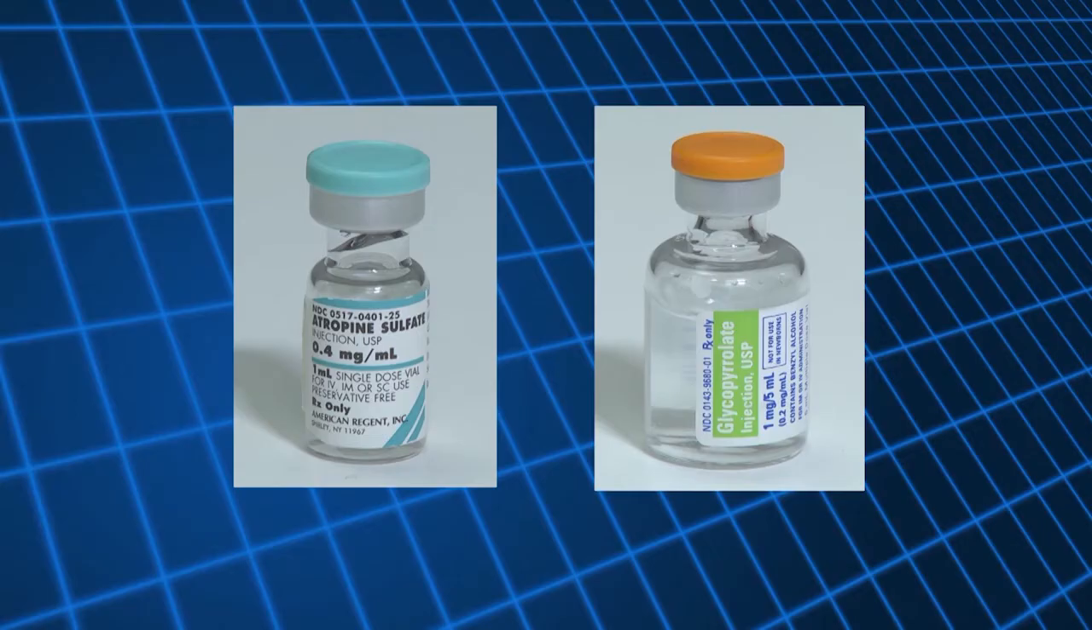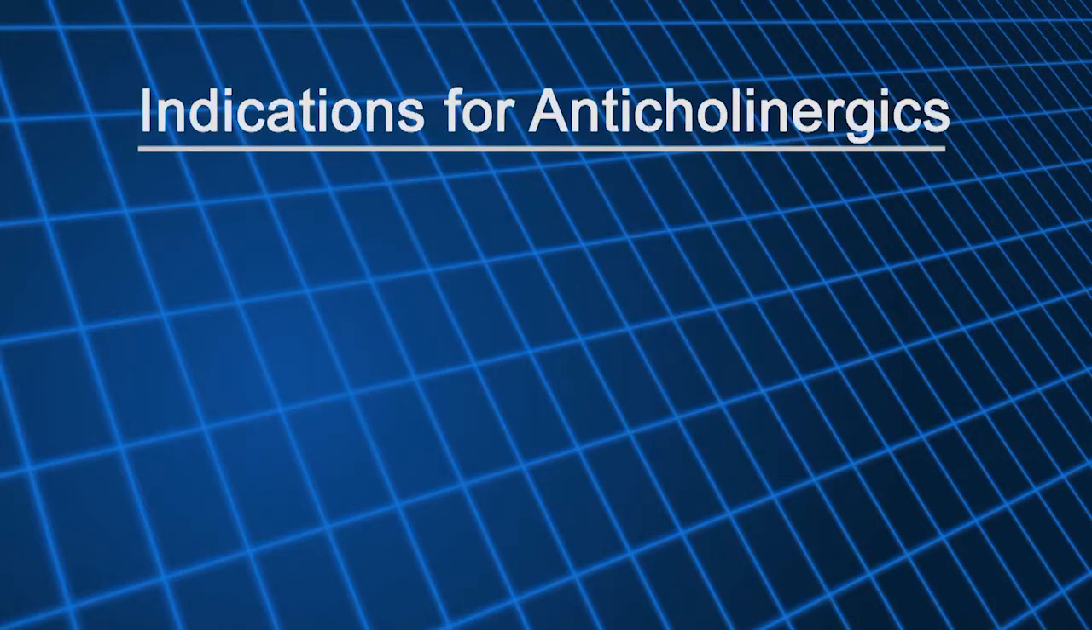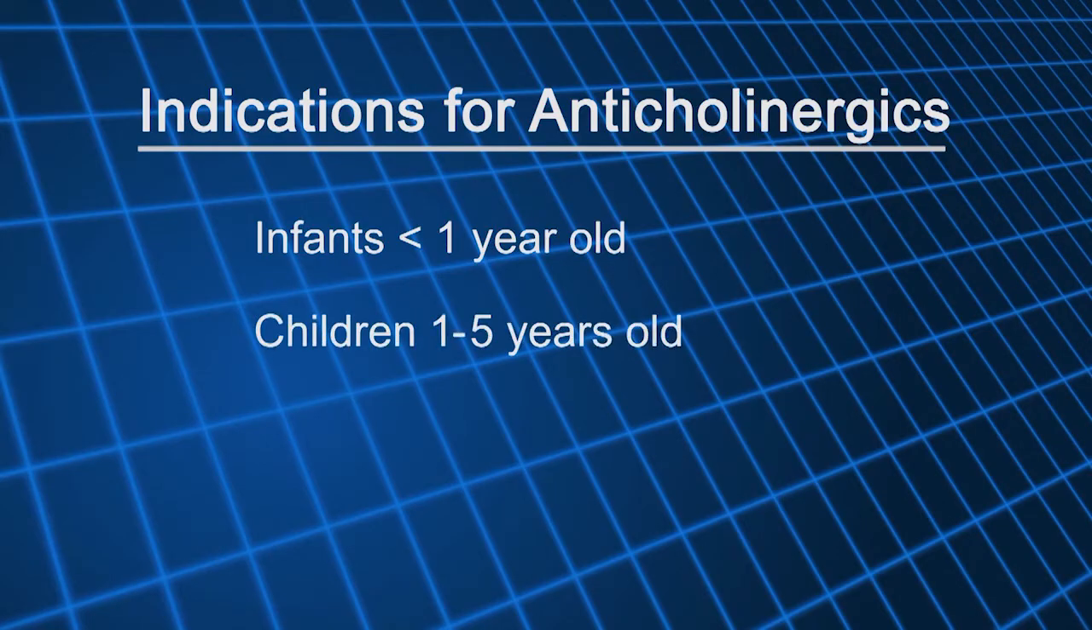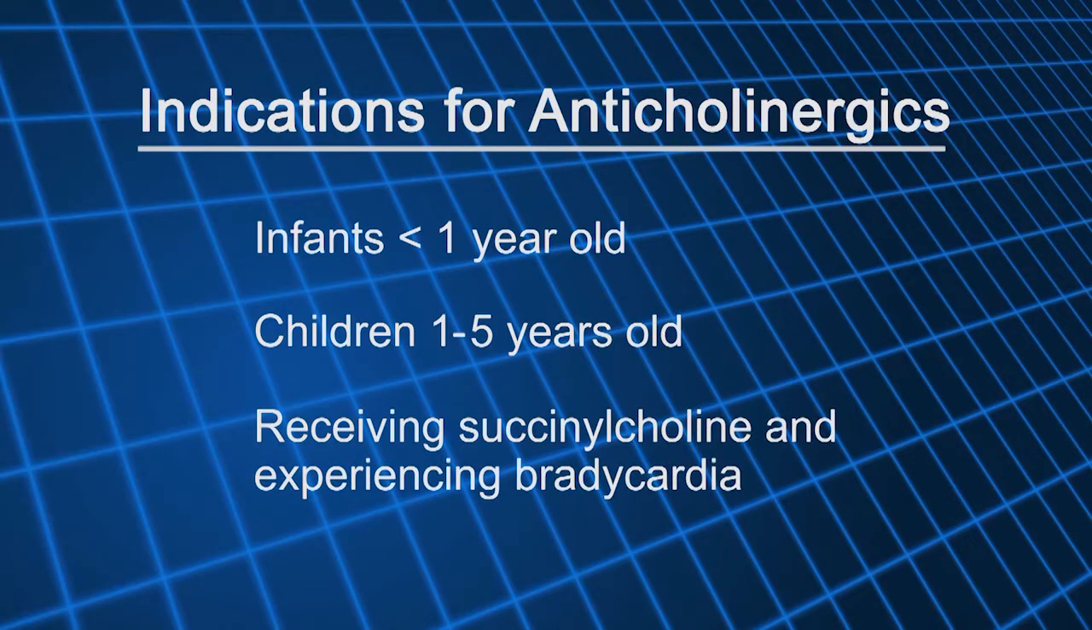The anticholinergic agents atropine and glycopyrrolate can be used to minimize bradycardia and asystole. They can also be given to decrease oral secretions to allow for increased visualization for placing the tracheal tube. Indications for the use of anticholinergics include infants less than 1 year old and children 1 to 5 years old who are receiving succinylcholine and are experiencing bradycardia at the time of intubation.